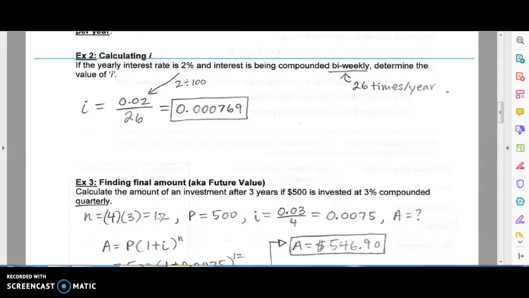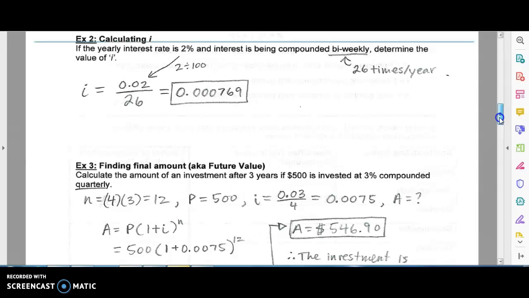The last thing we need to calculate before we start plugging numbers into our formula is the I value. Just like we did above, take the interest rate, convert it to a decimal, so 3% converts to 0.03, and divide it by the number of compounding periods per year. That number is 4 because it's compounded quarterly. So our I value is 0.03 divided by 4, which is 0.0075. Now we have all the numbers that we need.